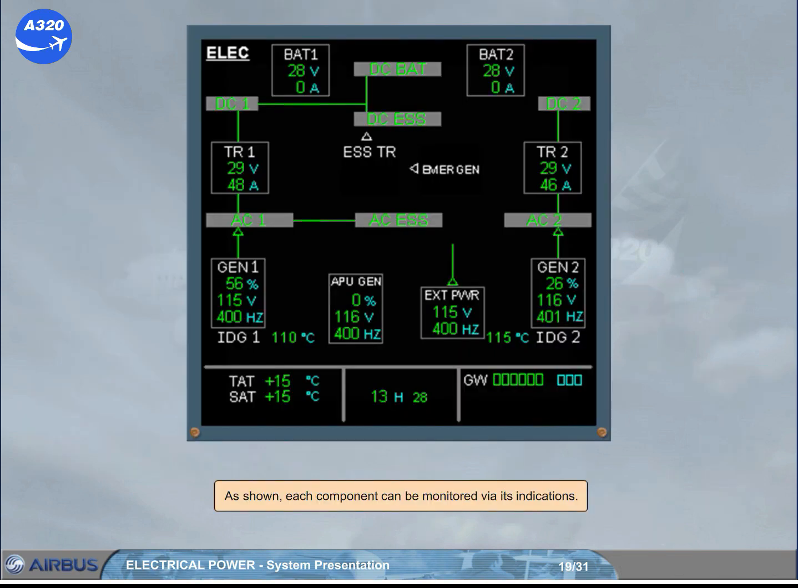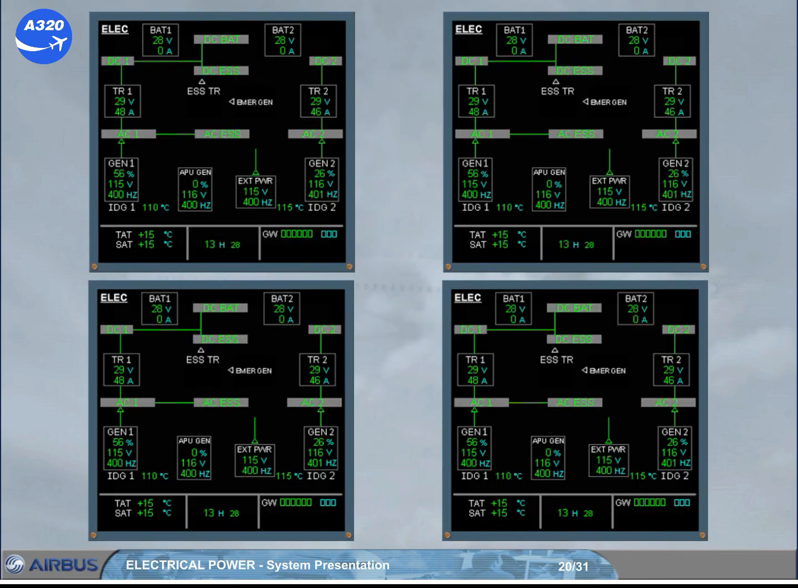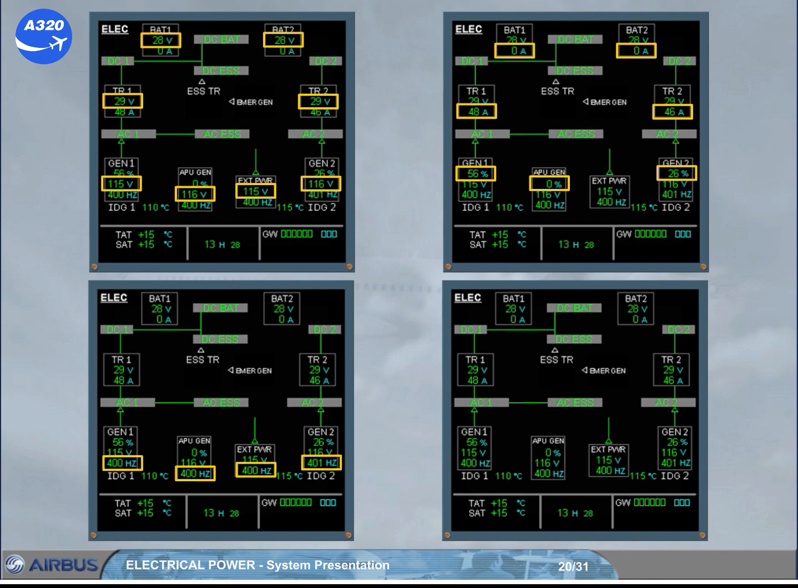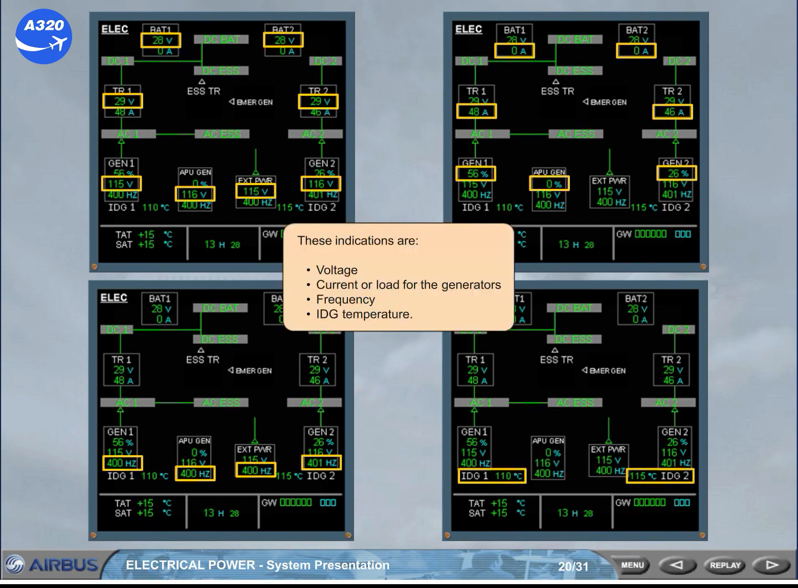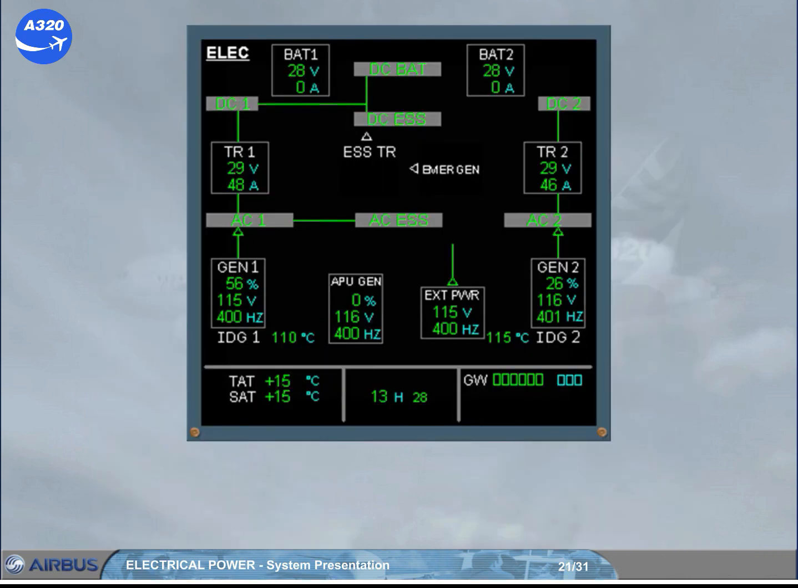As shown, each component can be monitored via its indications. These indications are voltage, current or load for the generators, frequency, and IDG temperature. You can also notice the different connections displayed via green lines.